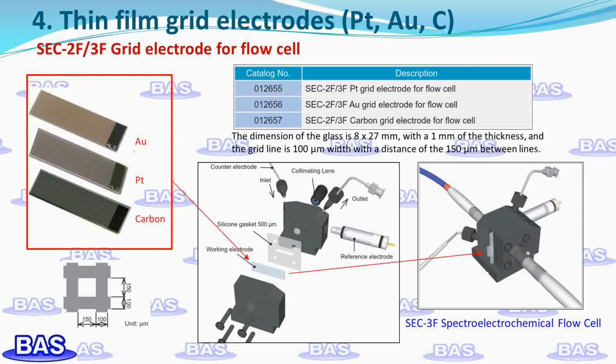In order to improve the light transmission of the metal film electrode, grid electrodes made of gold, platinum, and carbon materials, suitable for spectroelectrochemical flow cells, were fabricated using lithography technology. This is a picture of the actual product of the thin film grid light transmitting electrode. ALS provides grid electrodes with 3 electrode materials, mainly for the SEC3F spectroelectrochemical flow cell. Spectroelectrochemical flow cell measurements can be conveniently performed by simply clamping the grid electrode in the flow cell, and then setting it into the SEC2020 spectrometer system.